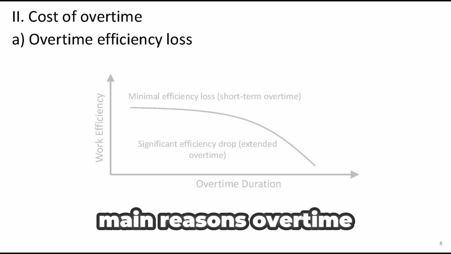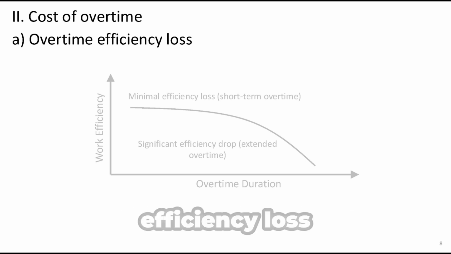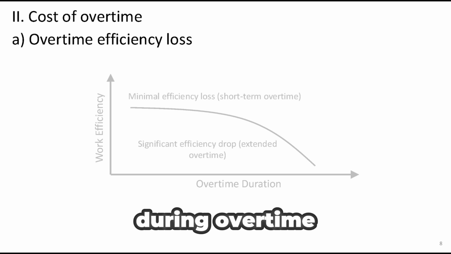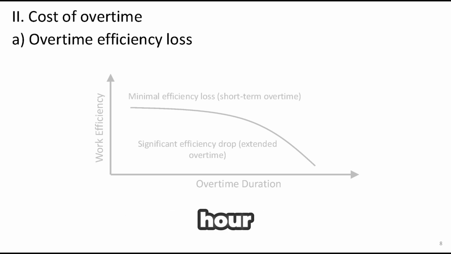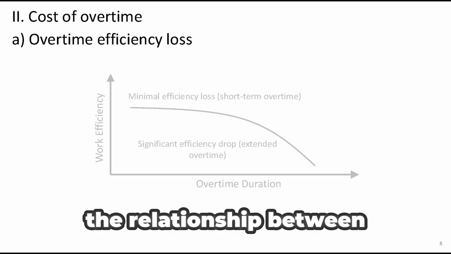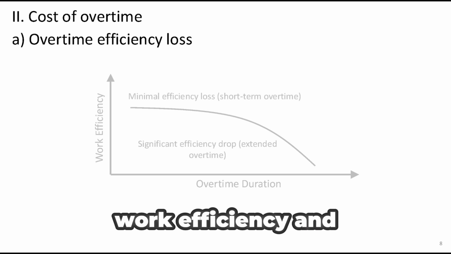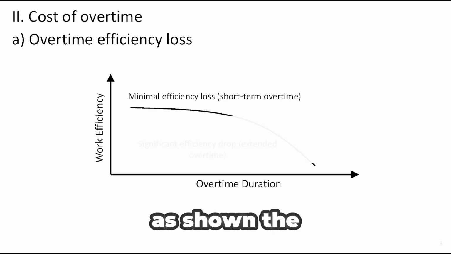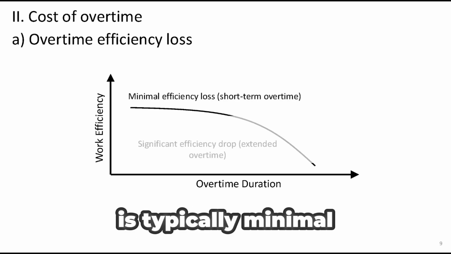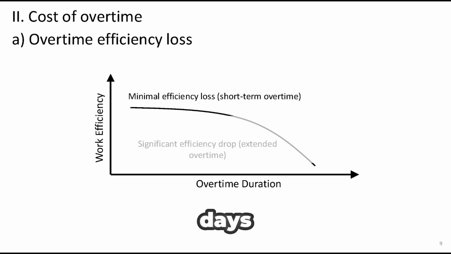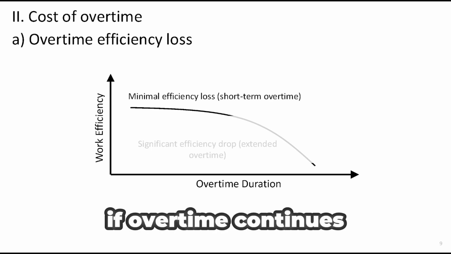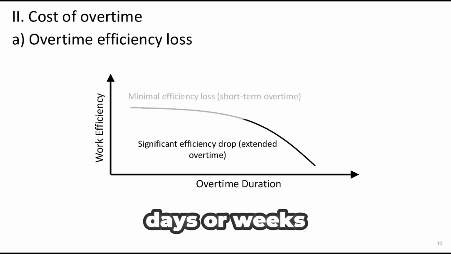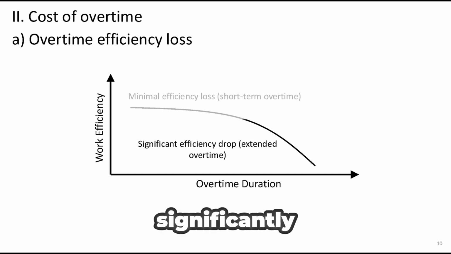One of the main reasons overtime costs money is because of efficiency loss. This means that during overtime, we get less work done per hour. This diagram illustrates the relationship between overtime work efficiency and the duration of overtime. As shown, the loss in efficiency is typically minimal when overtime lasts only a few days. However, if overtime continues in an extended period, for several days or weeks, worker efficiency declines significantly.